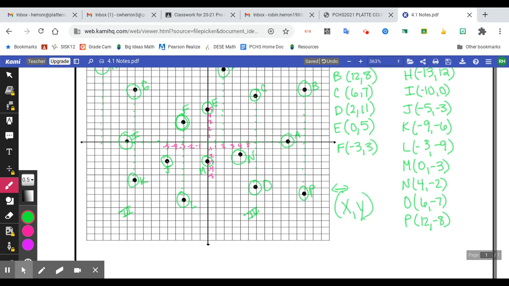X goes left and right, Y goes up and down. Every single time. Left would be negative, right would be positive, up is positive, and down is negative.